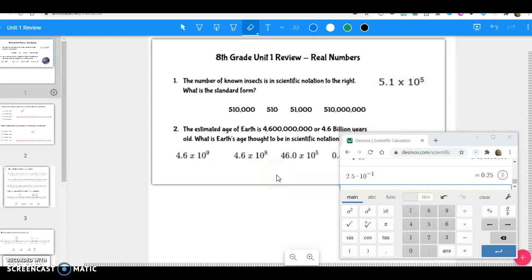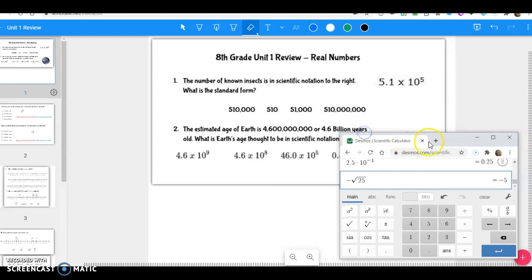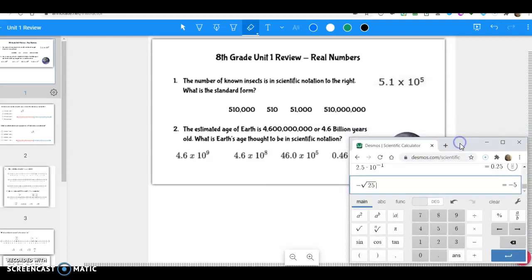Hey, you guys. So we're going to go over our Unit 1 review of real numbers. Make sure you have your Desmos calculator handy with you, or your TI, whatever you guys have. But definitely recommend the Desmos calculator either online or on your phone, whichever one will work.